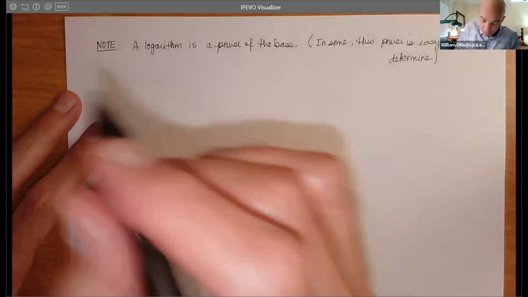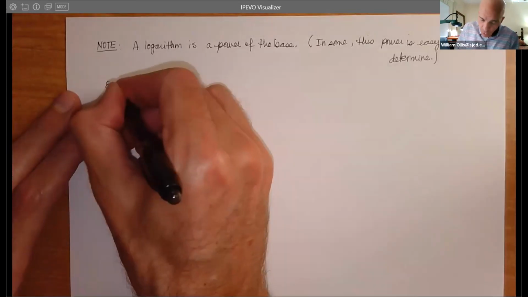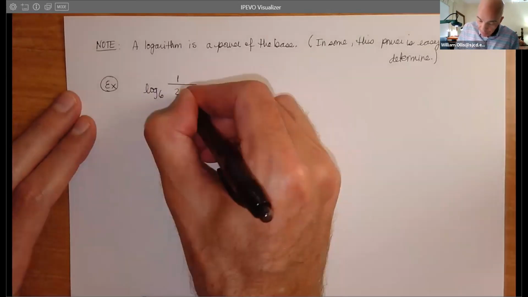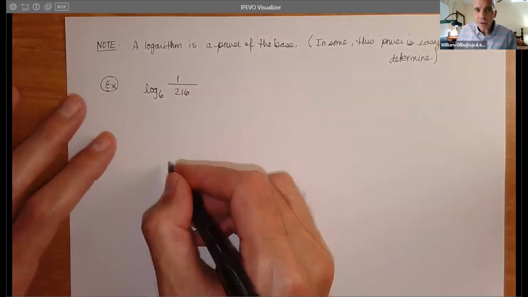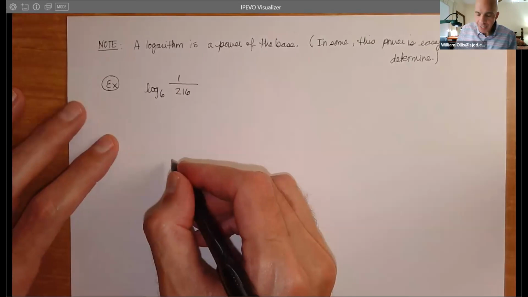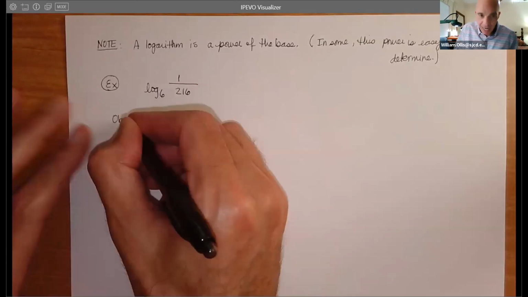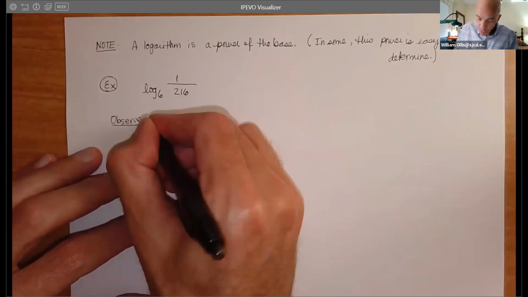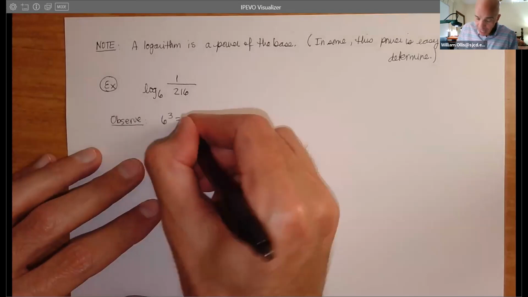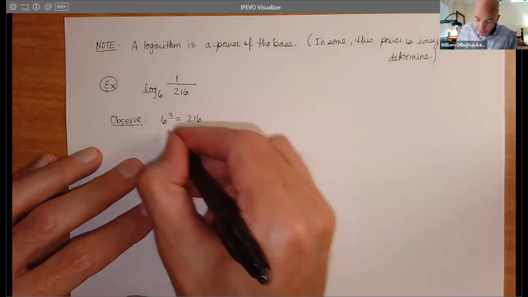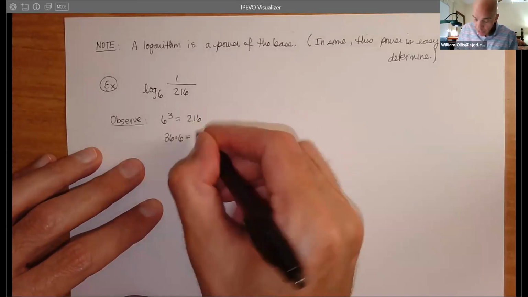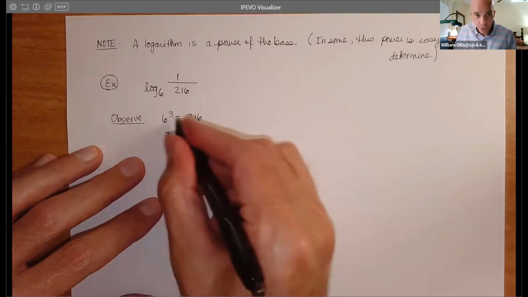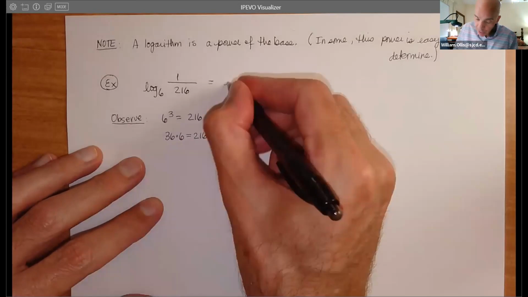So here's an example. Let's say we're looking at the base 6 logarithm of 1 over 216. So again, what we want to do is find the power of 6 that equals that. But now we can just do some side calculations here. Let's observe that 6 cubed is actually 216. That is 36 times 6 equals 216. So the power of 6 that equals 216 is 3. So we can go ahead and write that. That's going to be very useful.